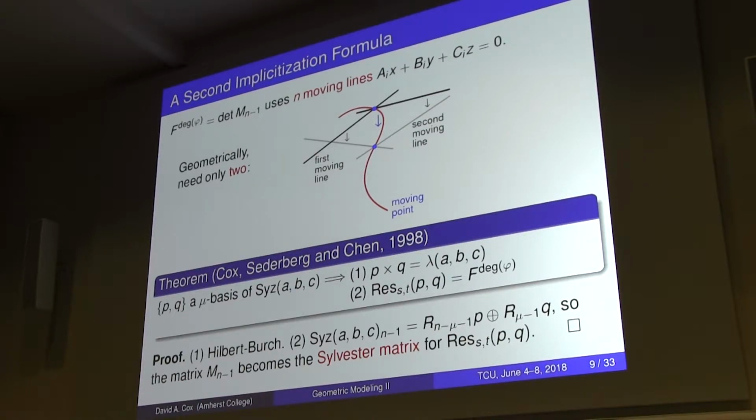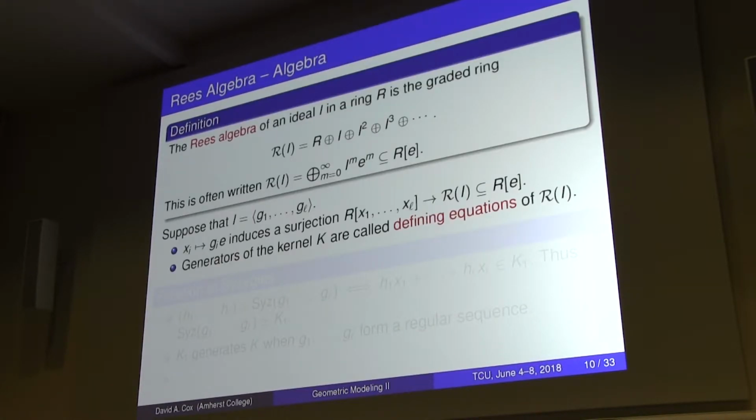And we're going to see this idea, that the implicit equation is the resultant of a mu basis, has some interesting echoes in the surface case. But there's also another bit of algebra, again something that, like Carlos mentioned in his lecture, is the Rees algebra. So we have an ideal in a commutative ring. The Rees algebra is basically this graded ring.